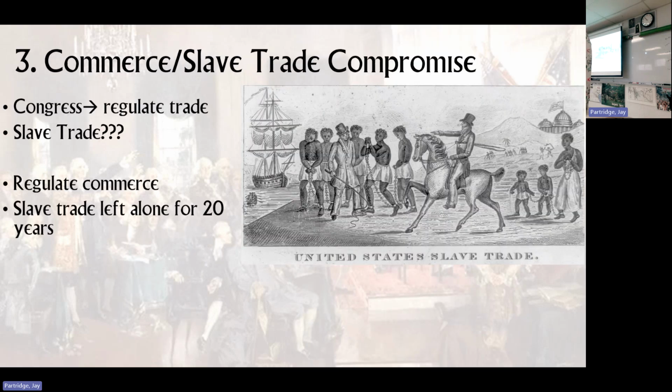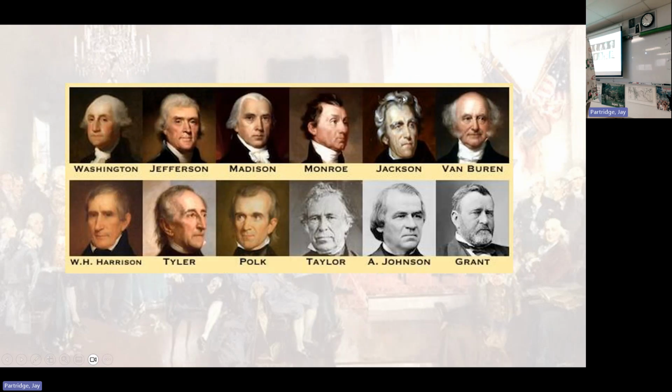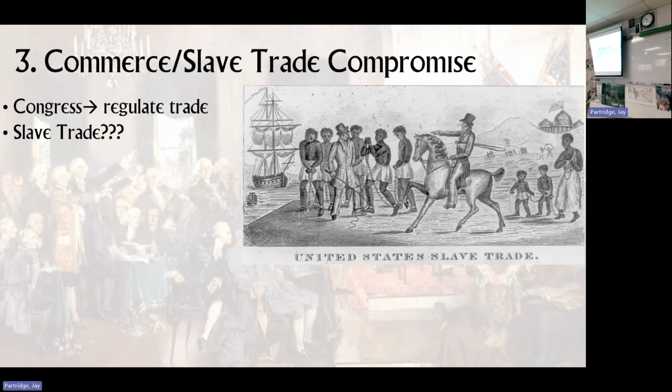I jumped the gun here. That was the plan. Would it go away in 20 years? The international slave trade, the United States would ban it. So we could say, we're not doing this. But nobody guessed what the Industrial Revolution would do. It was incomprehensible. They had no idea how the world would be a totally different world in 40 years. Totally different. So, those are the three compromises. So we have the three-fifths, we have the great compromise, and the slave trade.